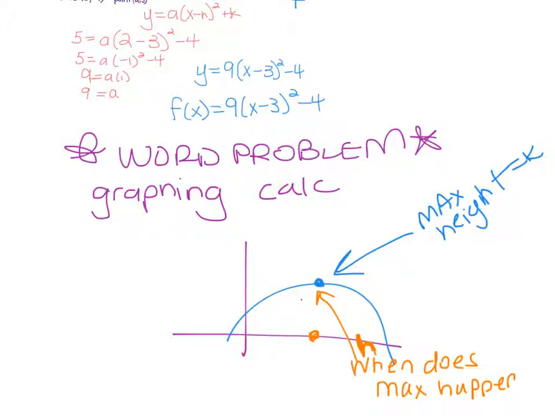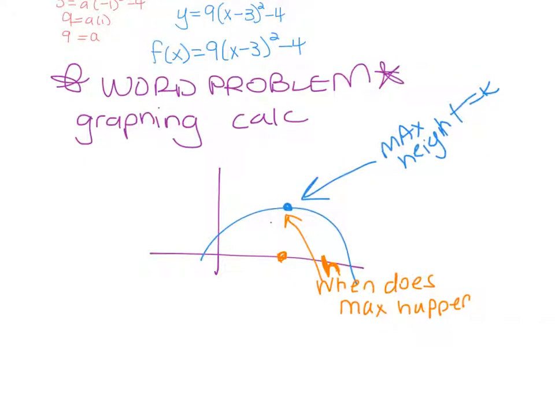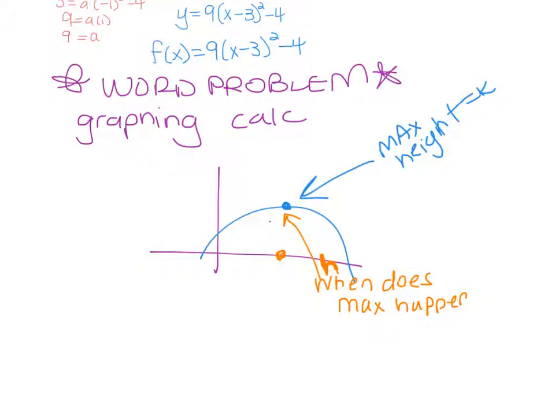How do you find the difference? You just have to pay attention to the question that is asked. Your question might say, what is the max? So you're looking for the y. Or it could say, at what point does the max occur? When does the max occur? Then that's going to be your x coordinate. So you just have to read your questions.